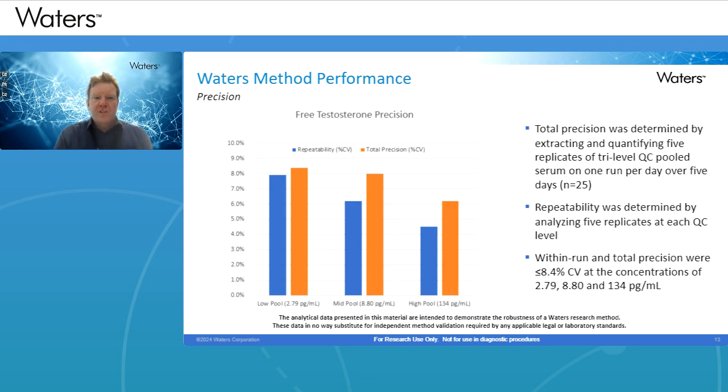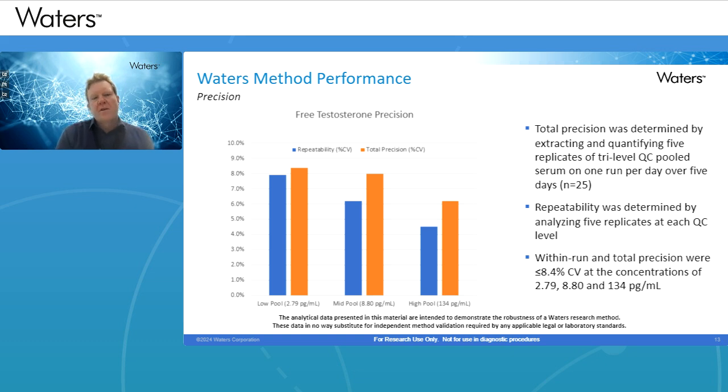We now come to precision performance. 3 serum pools were prepared in-house using combinations of individual serum samples, pooled unstripped serum, and stripped serum samples. The precision testing was performed by extracting 5 replicates of these low, mid, and high samples on each of 5 occasions. Thus, we had a total of 25 extracted samples at each QC concentration.